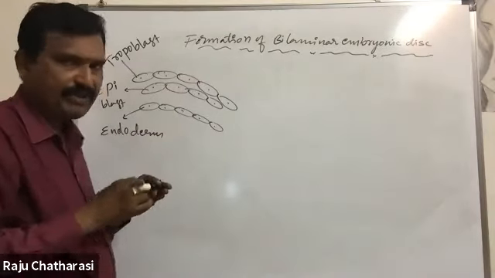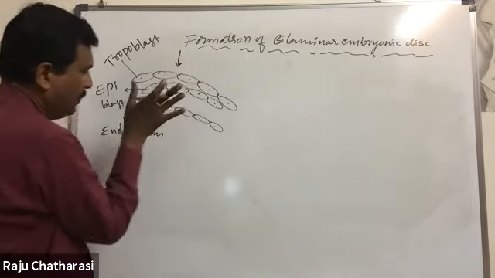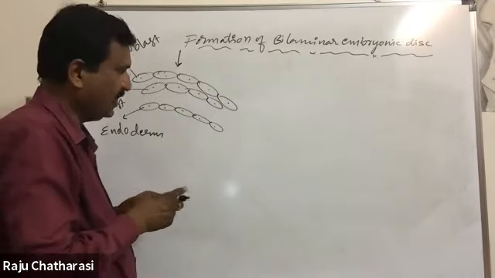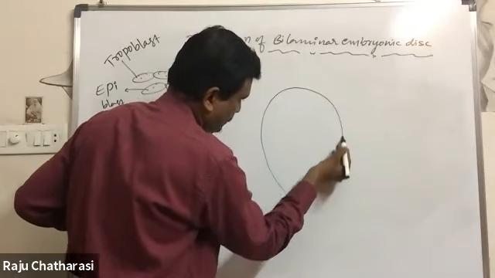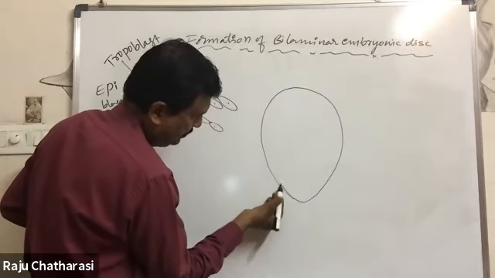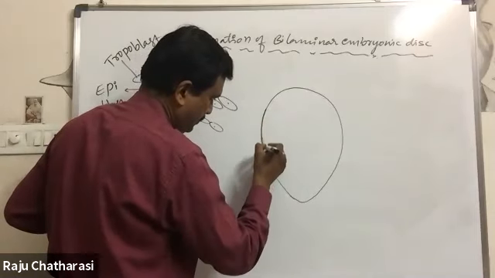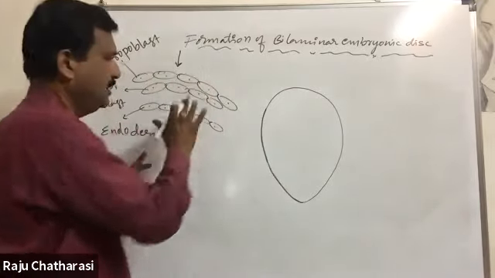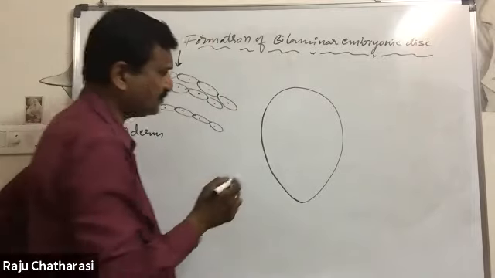Next, in the formation of the gastrula, let us see from this view. This is the lateral view. Now let us see from the other view. Here this embryonic disc appears like this through the upper view, right?